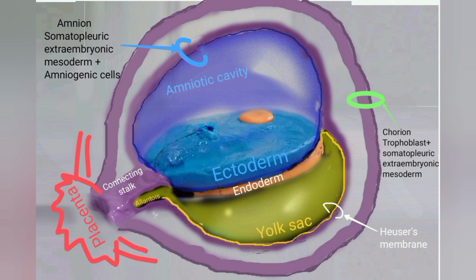The process of gastrulation is not yet over, and it will continue further in the next video with the formation of the mesodermal layer, or what we call the intra-embryonic mesoderm. So see you in the next video.